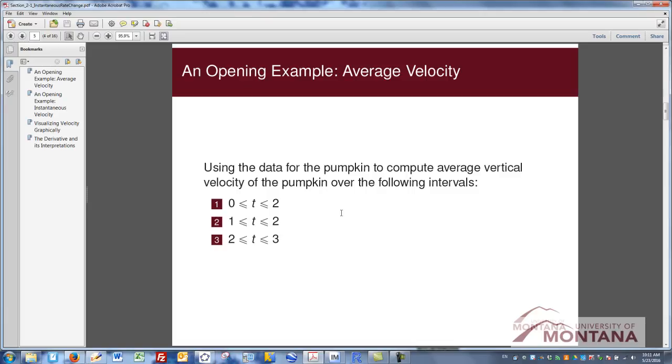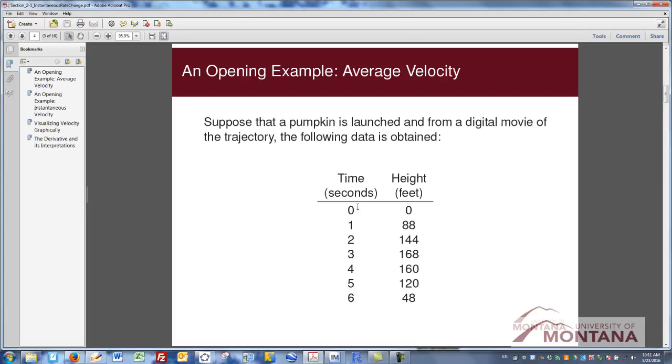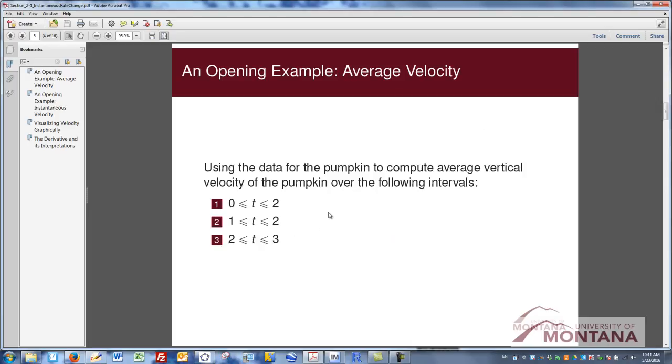And if we scroll back here, if it was straight up and down, then we'd know that it traveled straight up in 1 second 88 feet. In the second, it was at a height of 144 feet and so on. So how could we use the data to compute that velocity over these different intervals, 0 to 2, 1 to 2, and then 2 to 3.